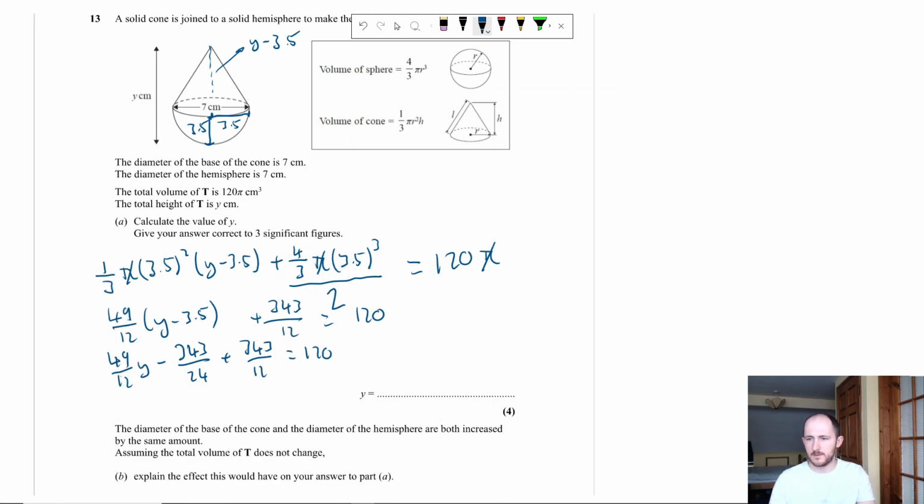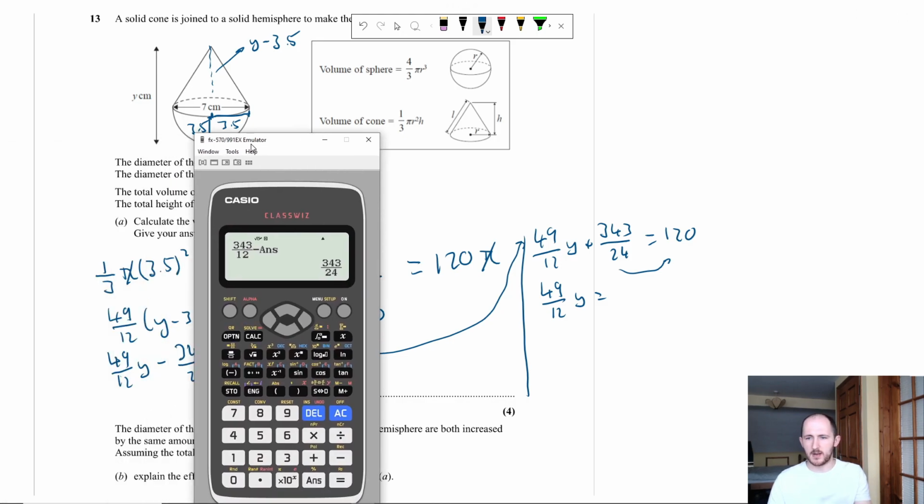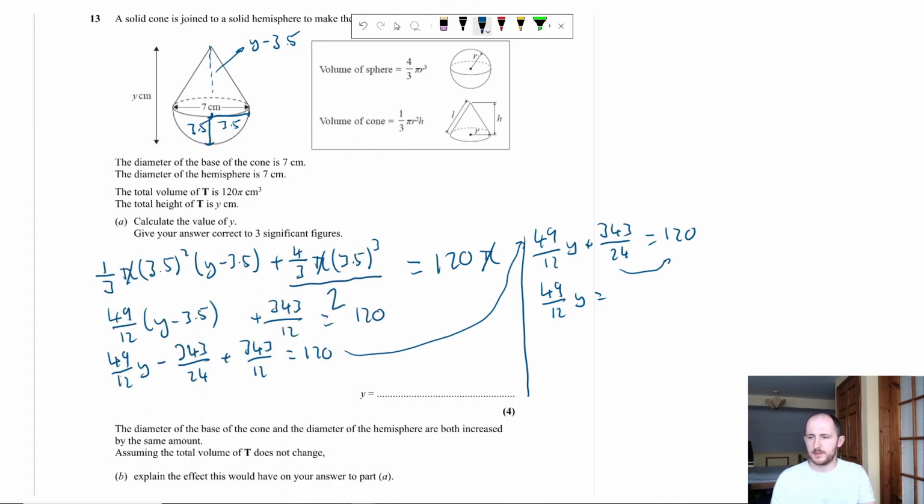So I do not have enough space for this. Let's do it up here. We have 49 over 12 y plus 343 over 24 equals 120. Now move this over to the other side by minusing 343 over 24 from both sides. We get 49 over 12 y equals 120 minus answer. We get 2537 over 24.